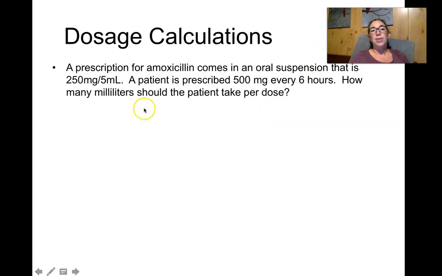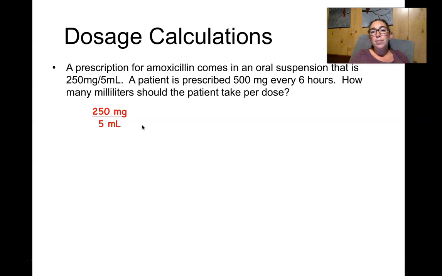Here's a more challenging one. We've got a prescription for amoxicillin, which is an antibiotic, that comes in an oral suspension that is 250 milligrams per 5 milliliters. So that is the dosage, and I'm just going to rewrite it out here as a fraction as it's written in the problem.